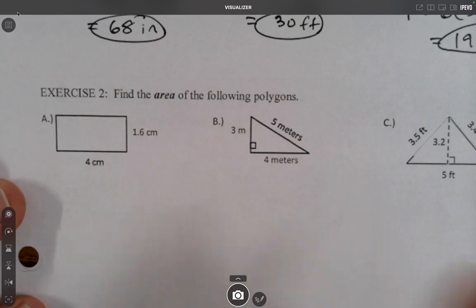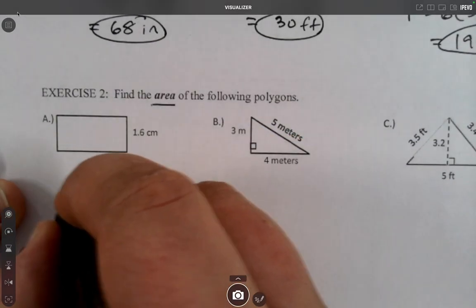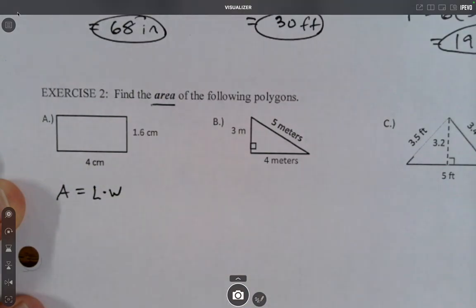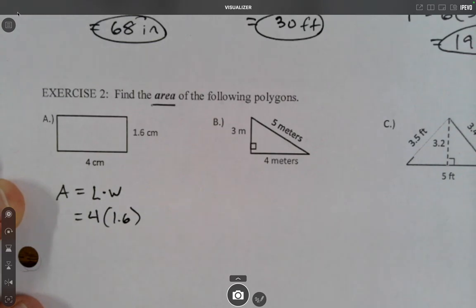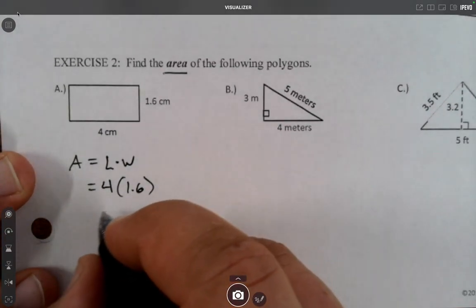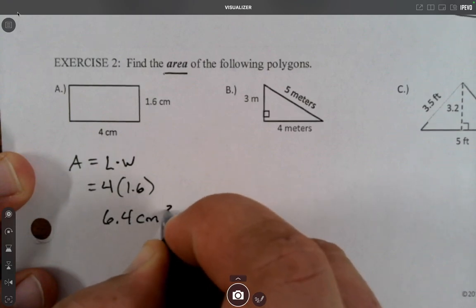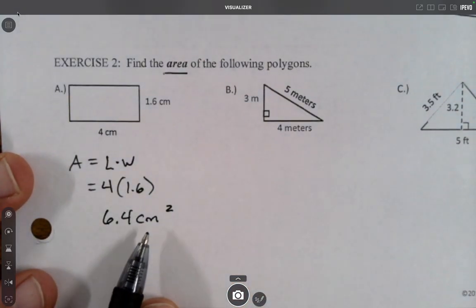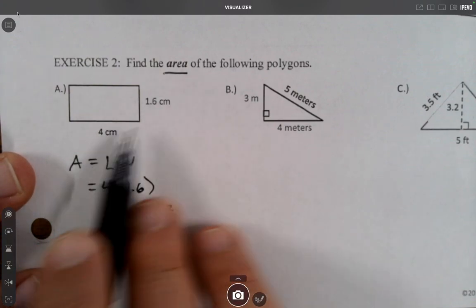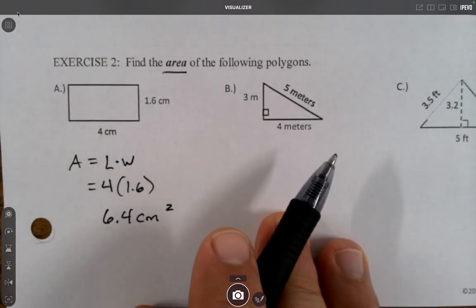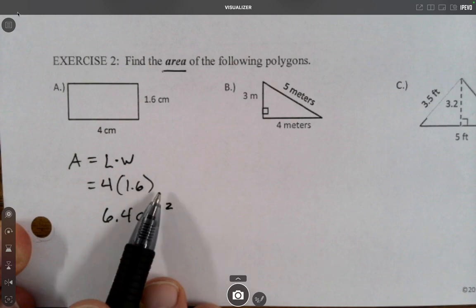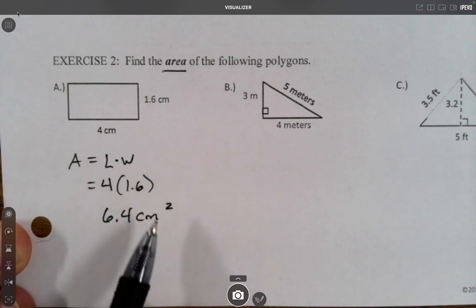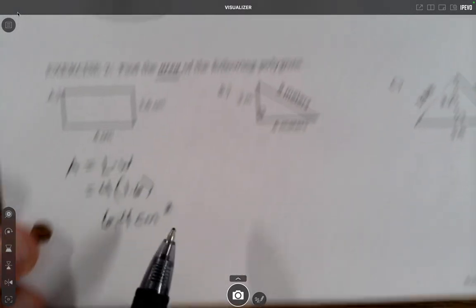Okay, next up, we're dealing with area now. So the formula for the area of a rectangle is length times width. So I'll plug in the length, which is 4, the width, which is 1.6. Multiply 4 times 1.6, and I get 6.4 centimeters squared. So remember, we have to put squared with our units when we're doing area. And the reason is, we actually just multiplied 4 centimeters times 1.6 centimeters. So centimeters times centimeters is centimeters squared. So with perimeter, no exponent. With area, they have to be squared.